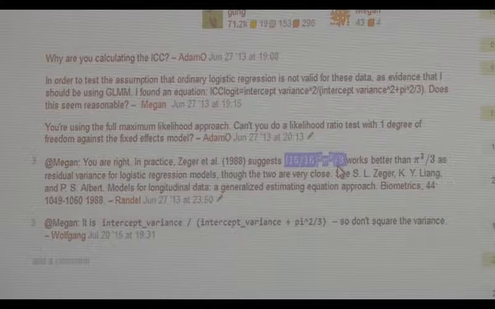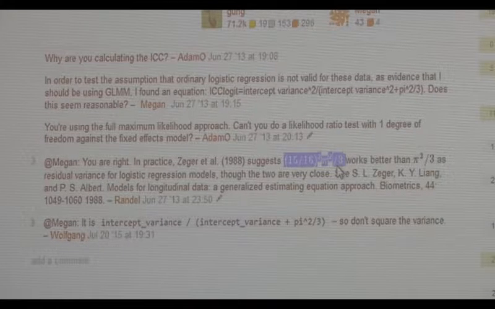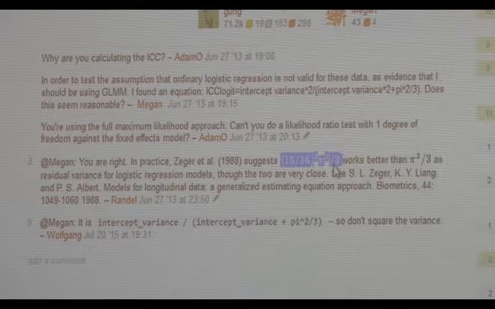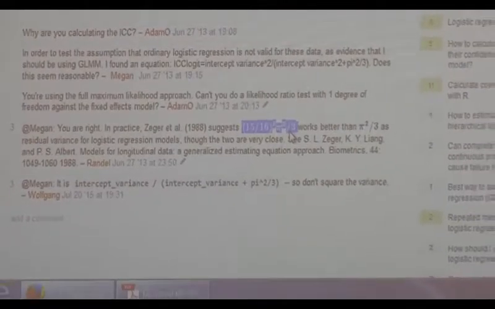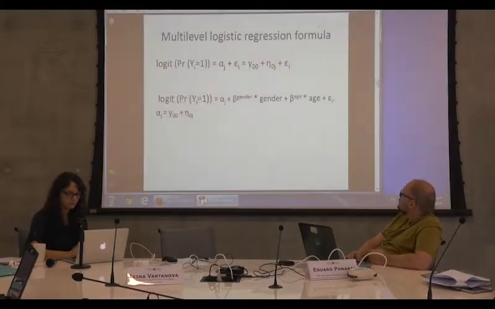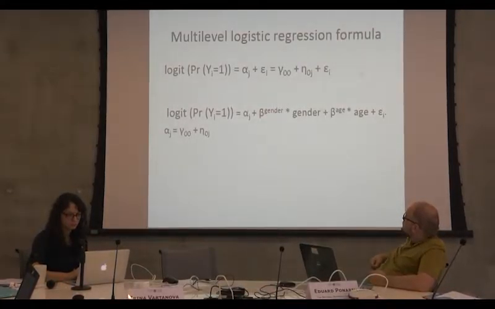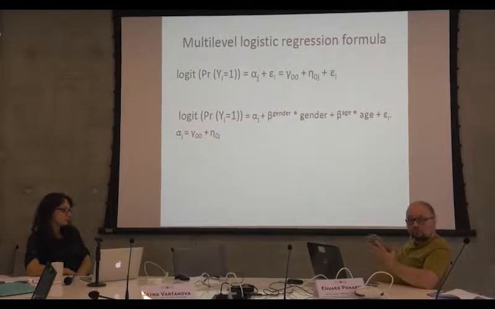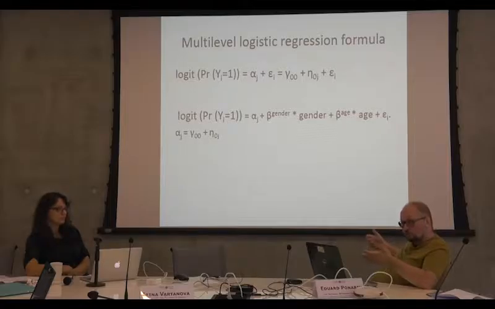So again, the simple rule is that if the ICC that you calculate this way is less than 5%, then you perhaps do not need a multilevel approach. If it is more than 10%, then you definitely need the multilevel approach. The first equation is the equation for the empty model. This is the one you use to calculate ICC. By the way, you do not calculate ICC for other models, only for empty models, right?